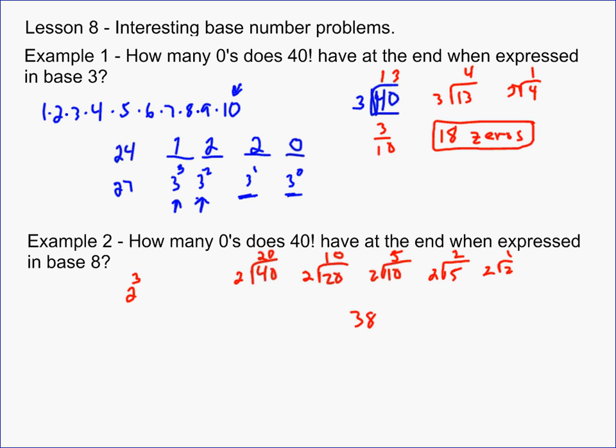So if we were saying how many zeros would be in the base 2 representation of 40 factorial, the answer would be 38. But we're looking for base 8. So for base 8, divide this by 3 to find out how many 2 to the thirds are in here, and you're going to get 12. And so the answer is 12 zeros at the end of 40 factorial when it's expressed in base 8.